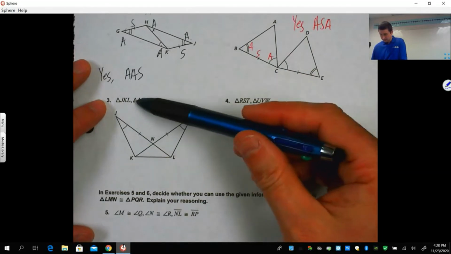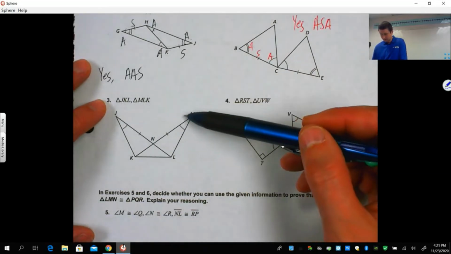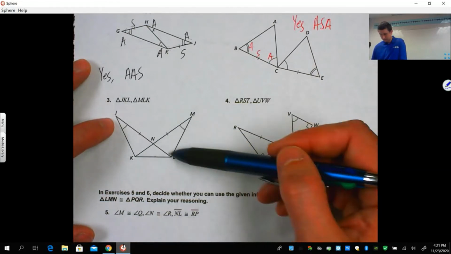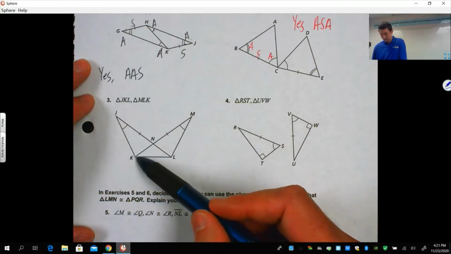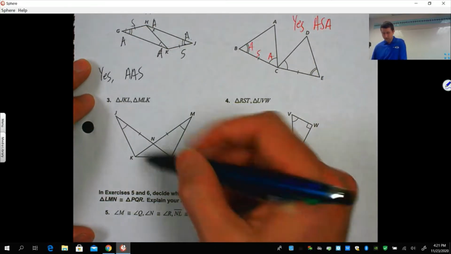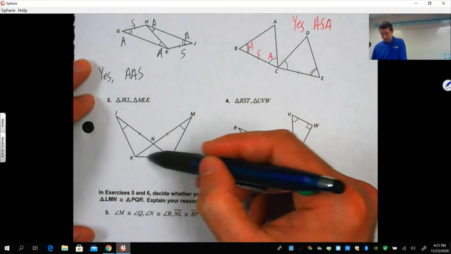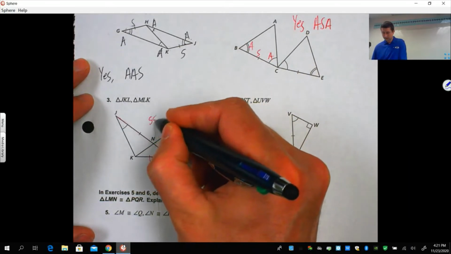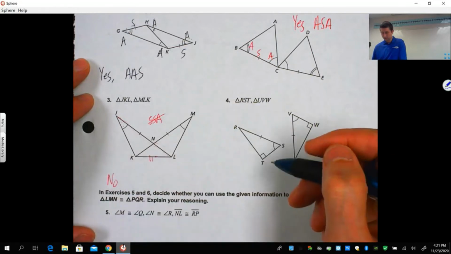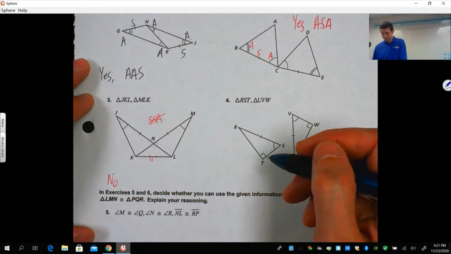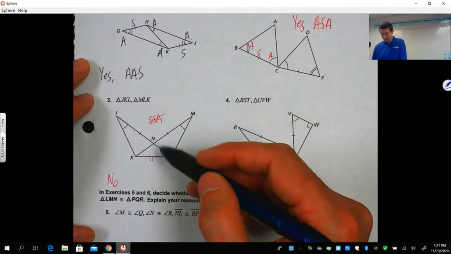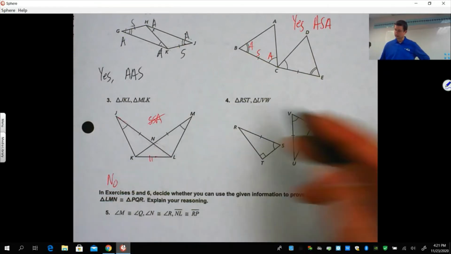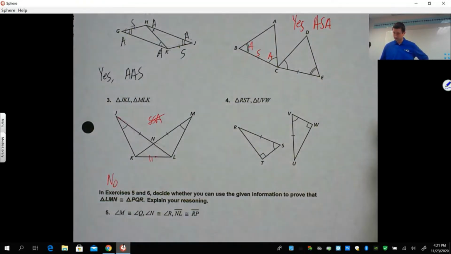Okay, triangle JKL, the big one there, congruent to MLK, that big one there. So we have two angles that are congruent, we have two segments that are congruent, and then we have a third segment over here. So they both share KL. So it looks like we have a side, side, angle. Side, side, angle. So that does not work. No. Okay, so even though they share that side, a side-side angle does not prove congruency, so there is not enough information there for that to work.